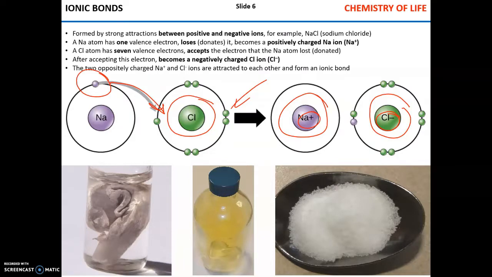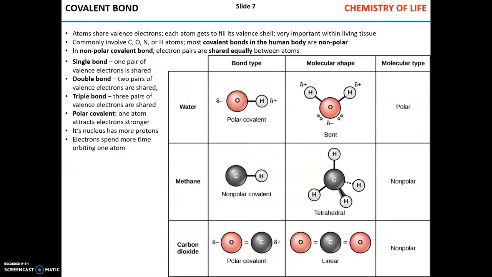Now, what about a covalent bond? So covalent bond can be polar or non-polar. The fundamental feature of the covalent bond is that atoms do not exchange electrons, they share valence electrons. So in the end, each atom fills its valence shell. And covalent bonds are important and very common in the compounds that comprise the living tissue.